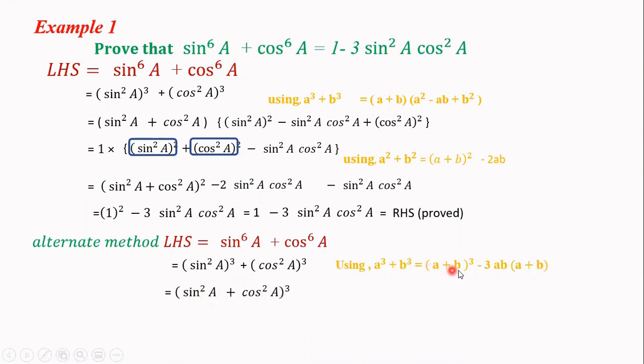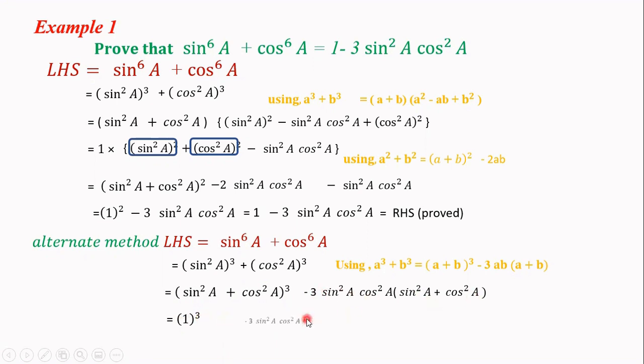Using it, in place of a plus b whole cube, we write here sin^2 A plus cos^2 A whole cube. And in the second term, minus 3ab, a plus b, we have minus 3 sin^2 A cos^2 A, bracket sin^2 A plus cos^2 A. After using the formula, we are working within these brackets. The first bracket, we have sin^2 A plus cos^2 A, whose value is 1, and cube is there.